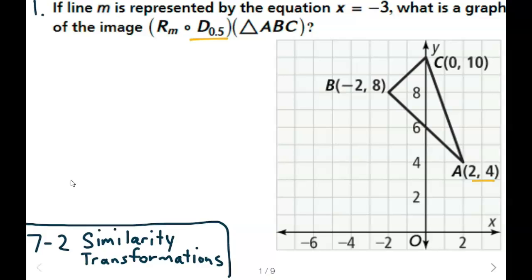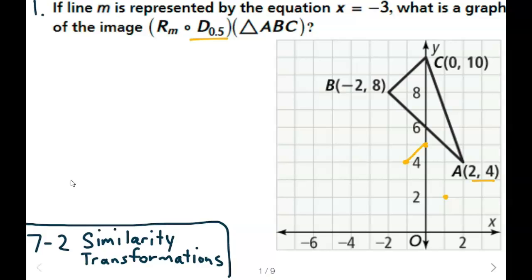Point A is 4, 2. If you multiply each coordinate by 0.5, you get 2, 1. This point is half as far from the origin and in the same direction as A. And then we'll do that with negative 2, 8. Multiply each coordinate by 0.5, we get negative 1, 4. Same thing with point C, which is 0, 10. That will become 0, 5.